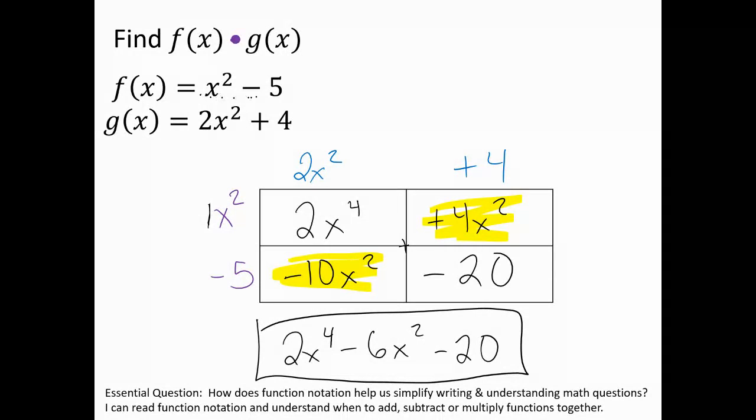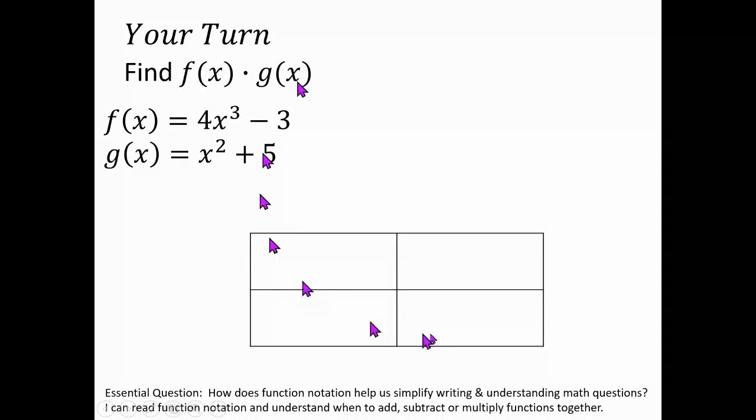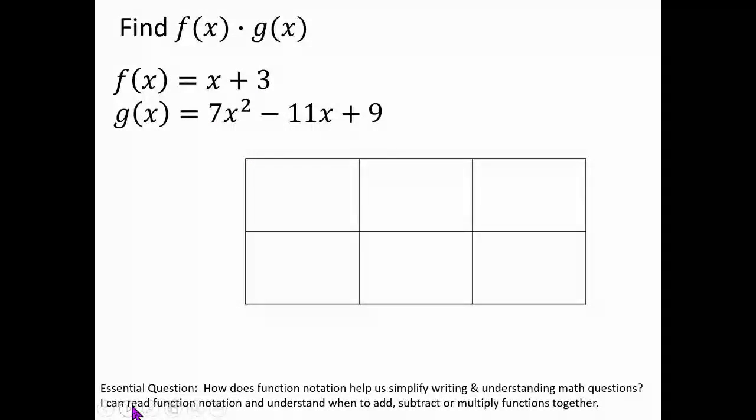So when we multiply these two functions together, technically we have a new function. We call it h of x, and it equals 2x to the 4th minus 6x squared minus 20. All right, so hopefully go to your Pear Deck and answer this question on the Pear Deck. And let's do this example now.